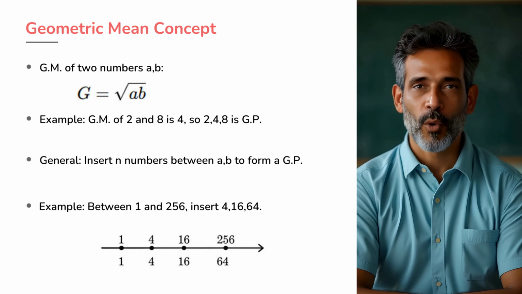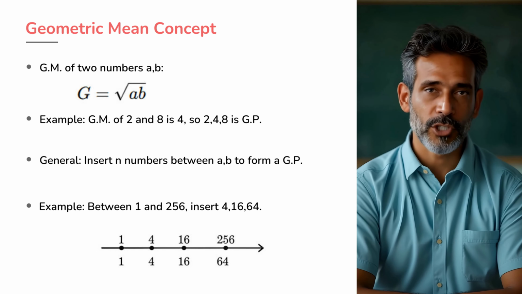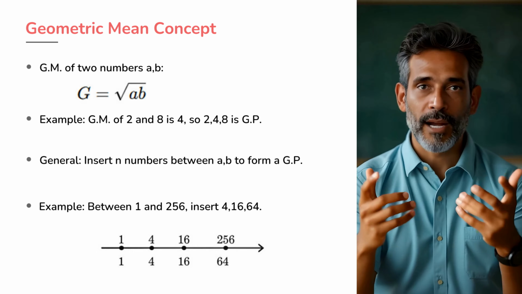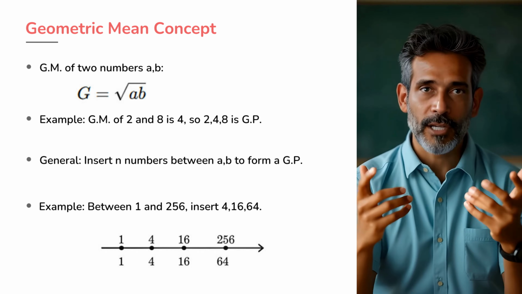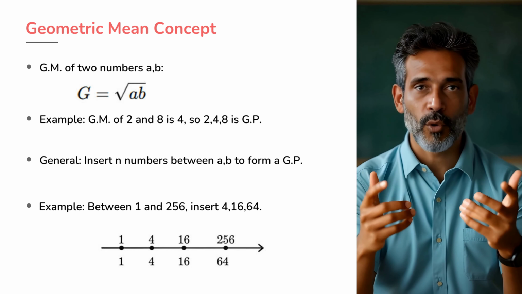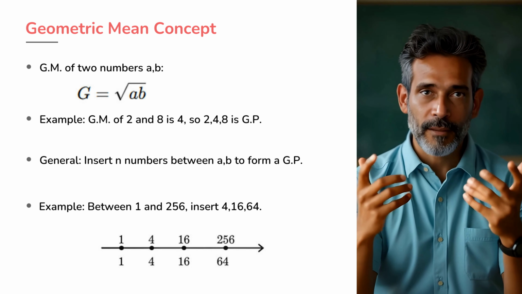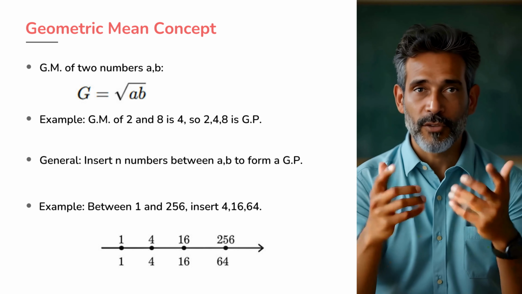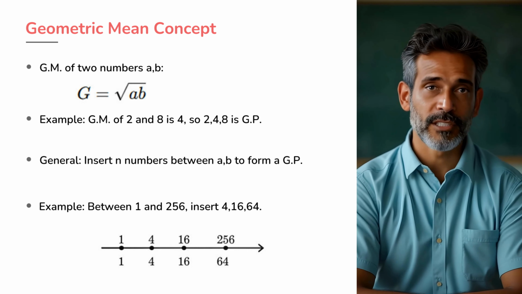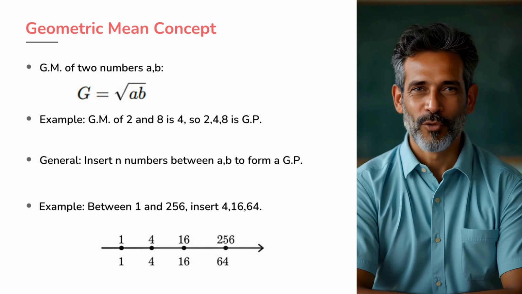We can even insert more numbers between a and b to create a GP. For instance, between 1 and 256, inserting 3 numbers gives 1, 4, 16, 64, and 256. This idea is used in real life too, like dividing investments or splitting growth rates smoothly over time.